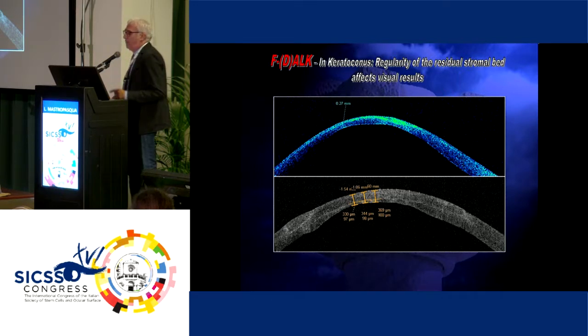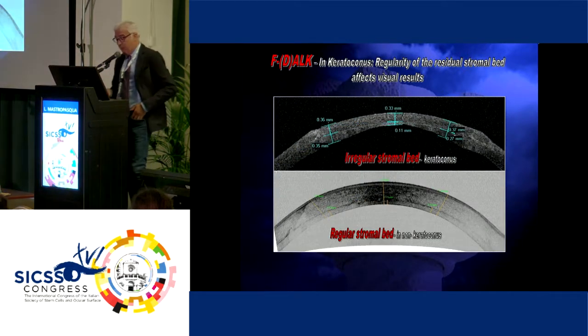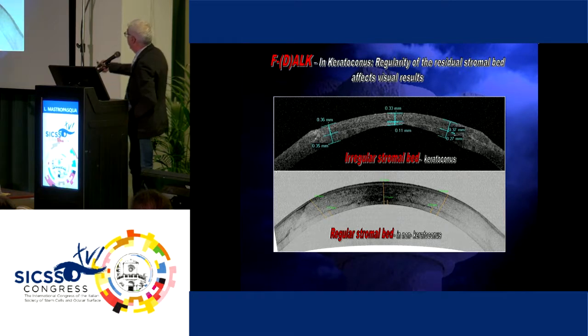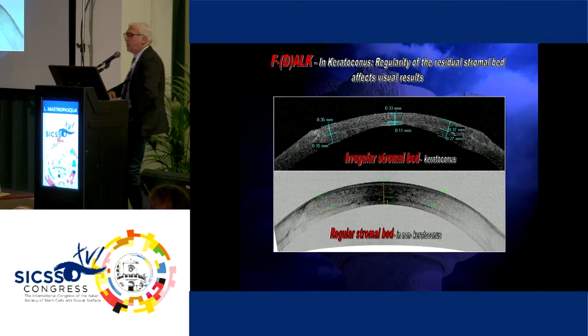The answer is no. Why? Because the regularity of the residual stromal bed affects the visual result. You can see here in this next slide the difference between the regular and irregular bed when we perform the deep anterior keratoplasty with femtolaser. Here, where it is not keratoconus, we have a good result, but not good results here because we have irregularity of the residual stromal bed. At this point, we have only one way. The only way is to restore the regularity of the cornea without subtraction, but with additive surgery.